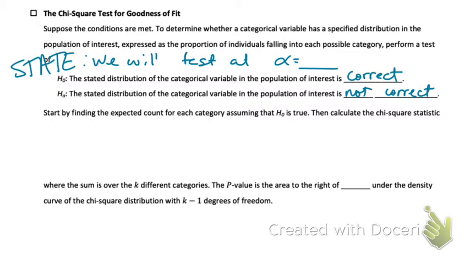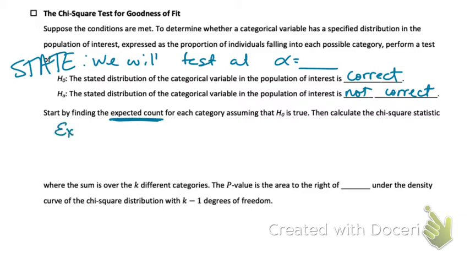Then what you're going to do is find the expected count for each category, assuming that the distribution of claimed values is correct. So you're going to assume that to be the correct value. Once we get those, then we can calculate the chi-squared test statistic, which is basically the difference in the observed and the expected, squared, divided by the expected. Now, the good news, your calculator will do it for you. Yay!